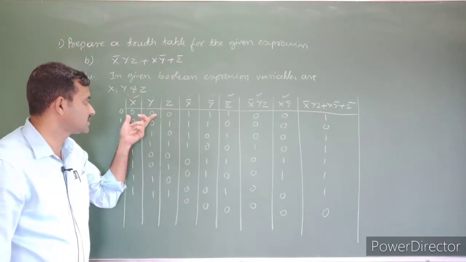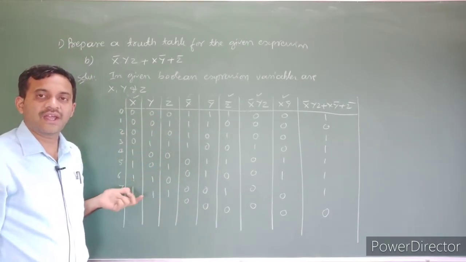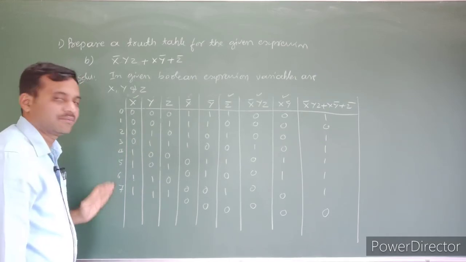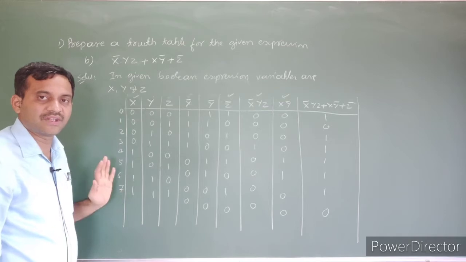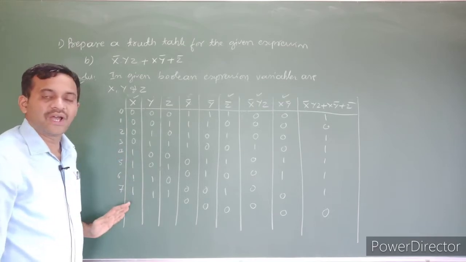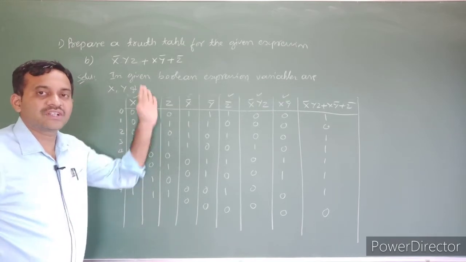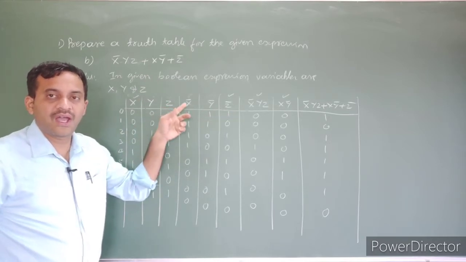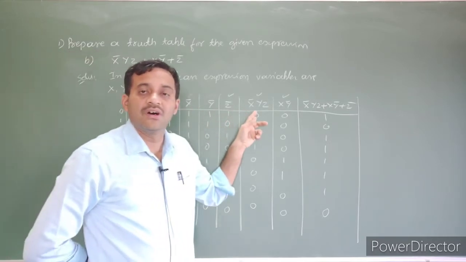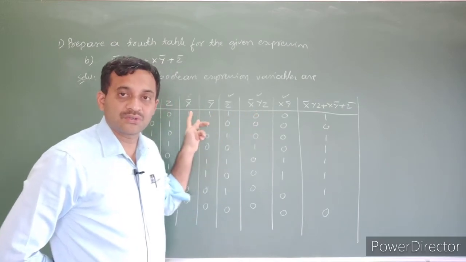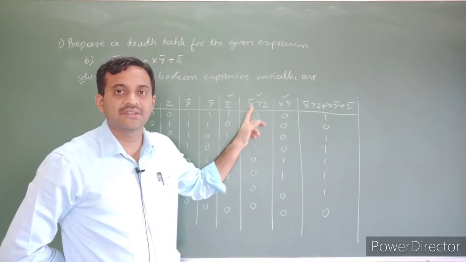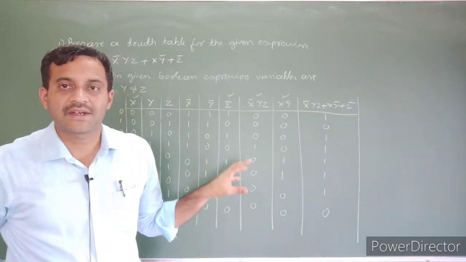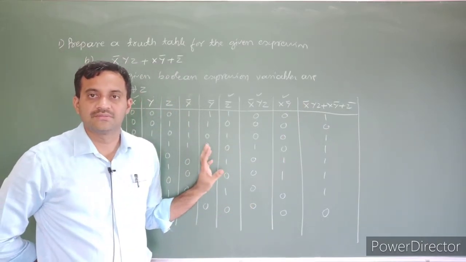See here the combinations are 8. How to write 8? These are the binary equivalent of the 0 to 7. First write down the binary numbers. Then based on the expression value, write the columns. First priority goes to NOT, second priority goes to AND, third priority goes to OR operator. Based on precedence rule, write the truth table.